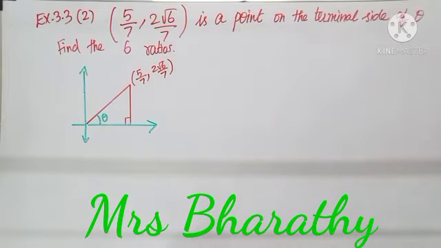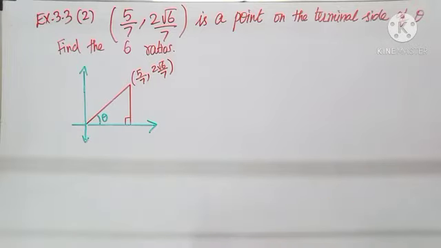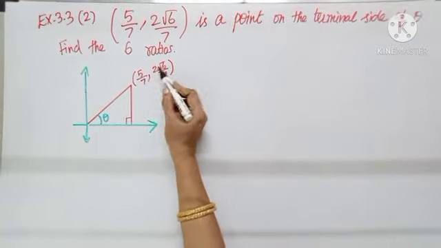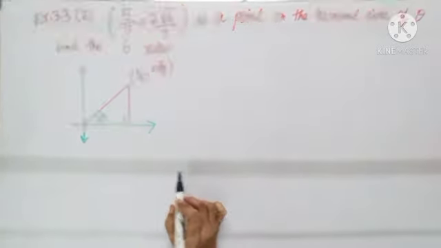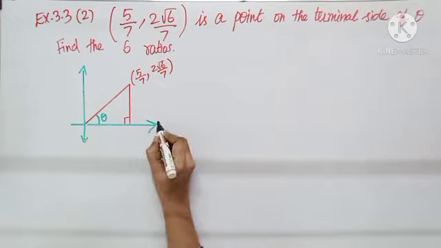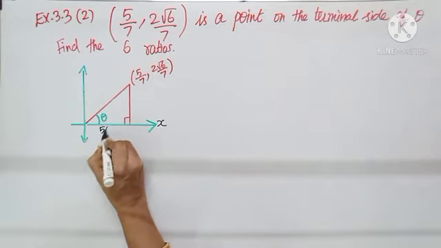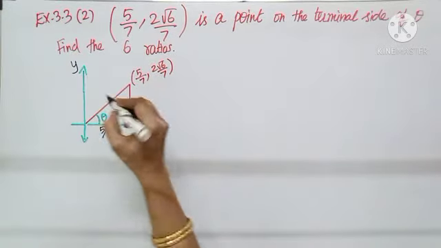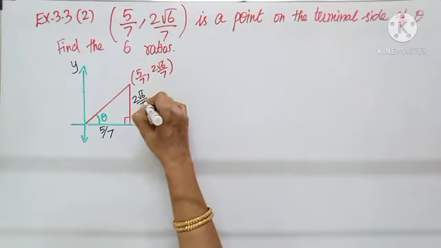Question number 2. (5/7, 2√6/7) is a point on the terminal side of an angle theta in standard position. Find the 6 ratios. Given a point (5/7, 2√6/7), both are positive. We have marked it in the first quadrant. This tells me the adjacent side along the x-axis is 5/7, and the second number tells me along the y-axis it is 2√6/7.